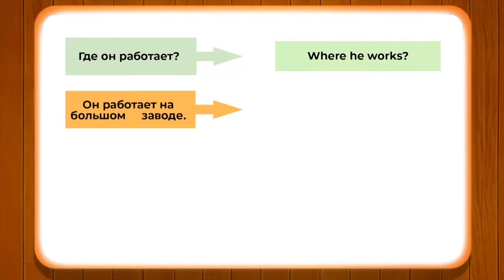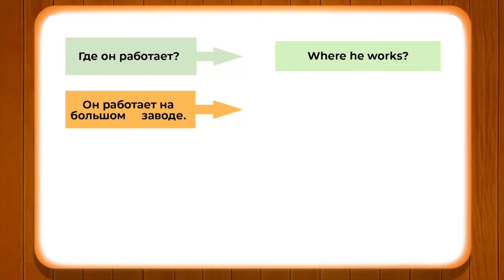I'll start with the first one. Где он работает? Где means where, он работает, he works. Where does he work? Она работает на большом заводе.